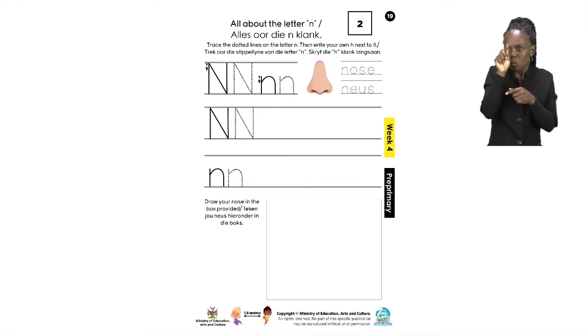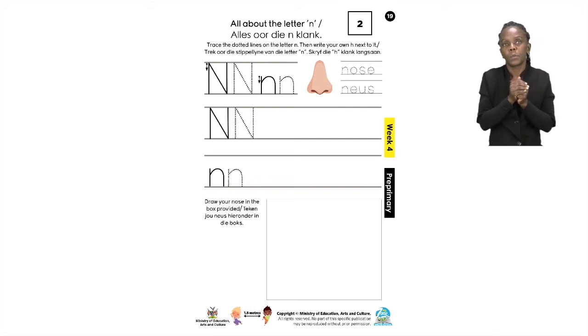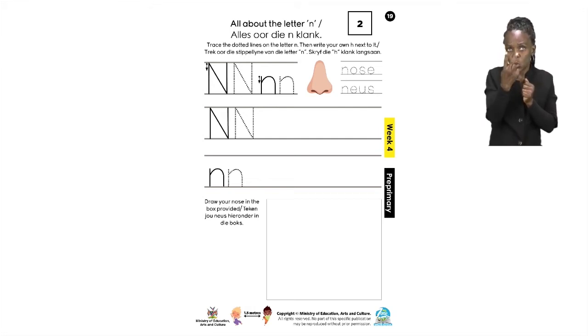We're going to trace it first on the letter that we can see, and then on the dotted line. Now there are two of each. We have the big N and we have the small N. And it shows us the direction that we need to go. So I'm going to show you what you need to do for the big letter N.